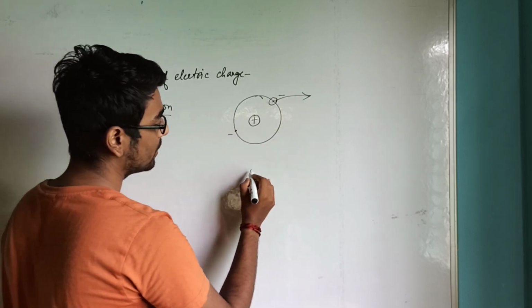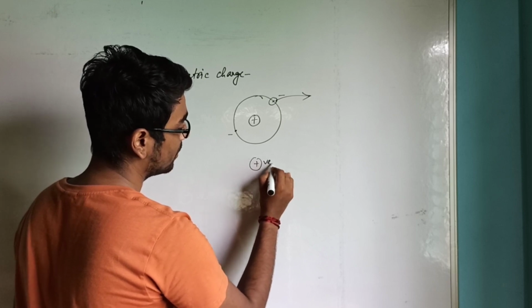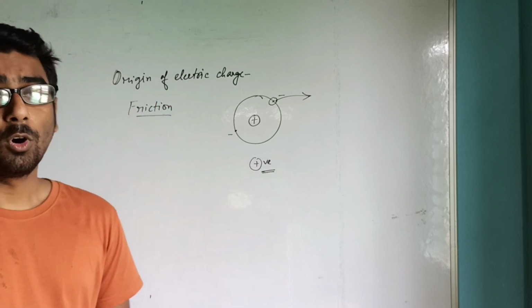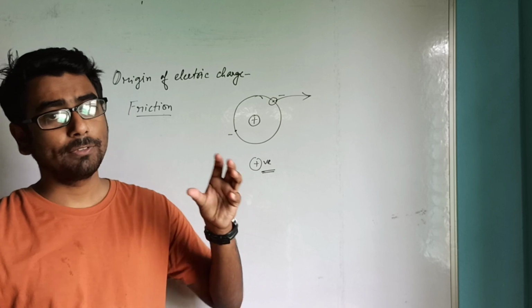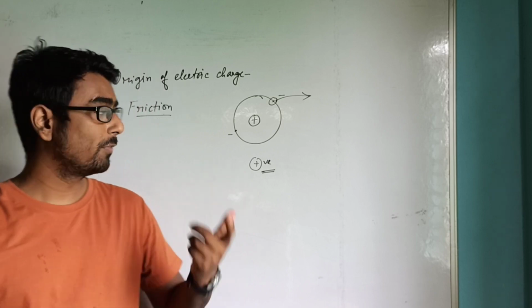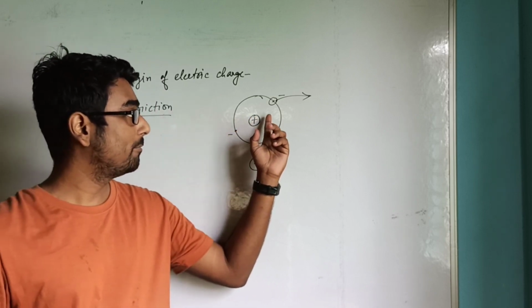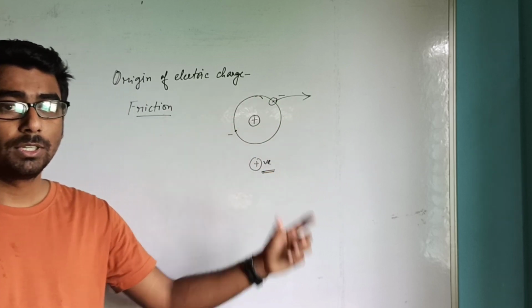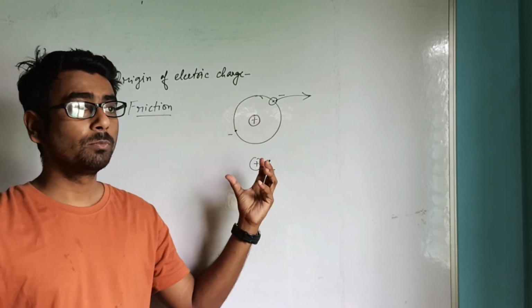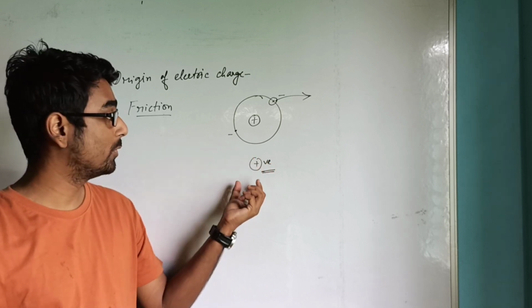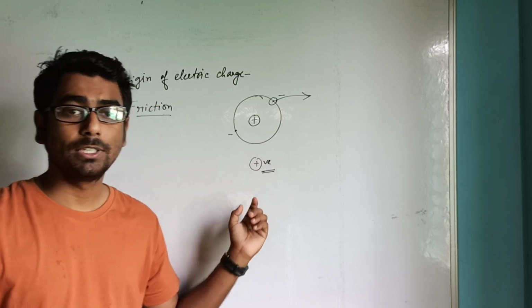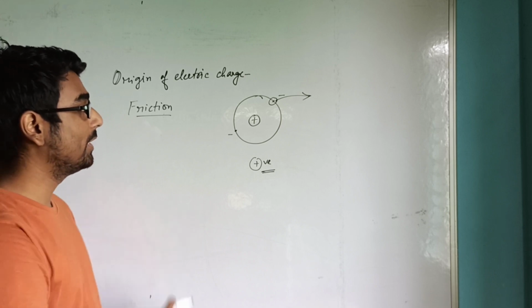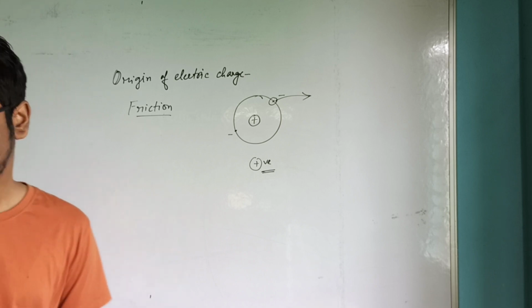The atom becomes positively charged, because as we all know, the number of protons and the number of electrons in an atom is always equal. So if we knock out one electron from that atom, as a whole the atom will get ionized, and the ultimate charge will be positive. The same thing happens during friction.